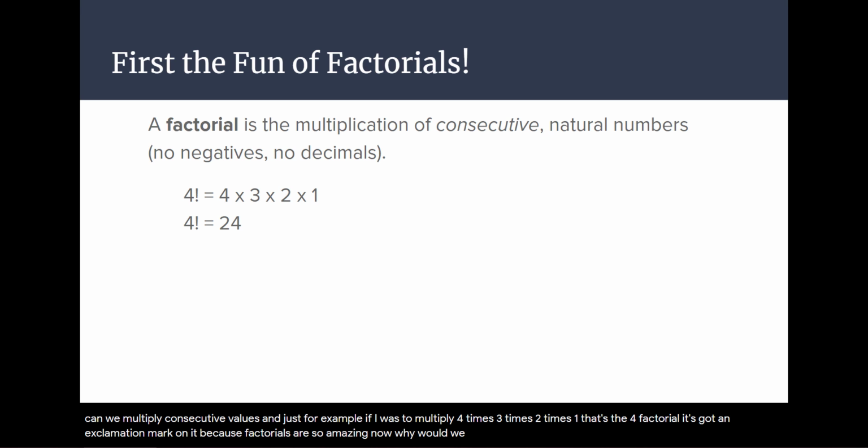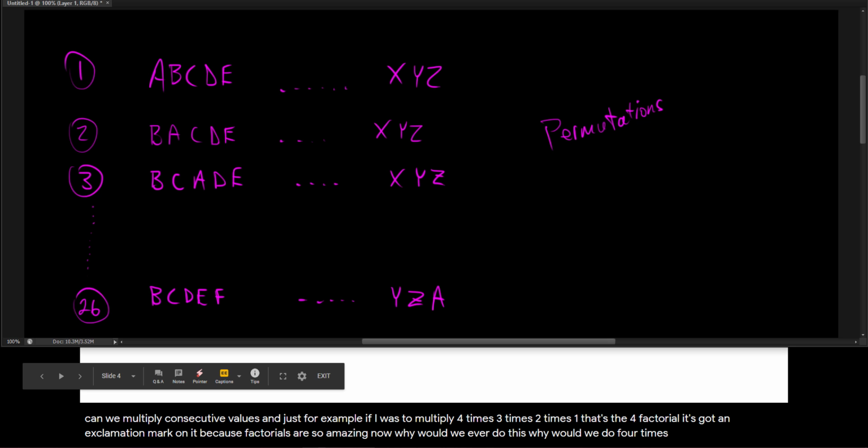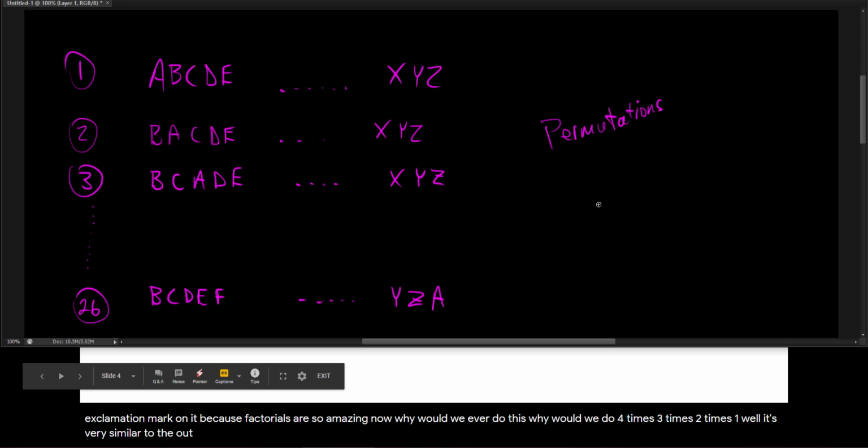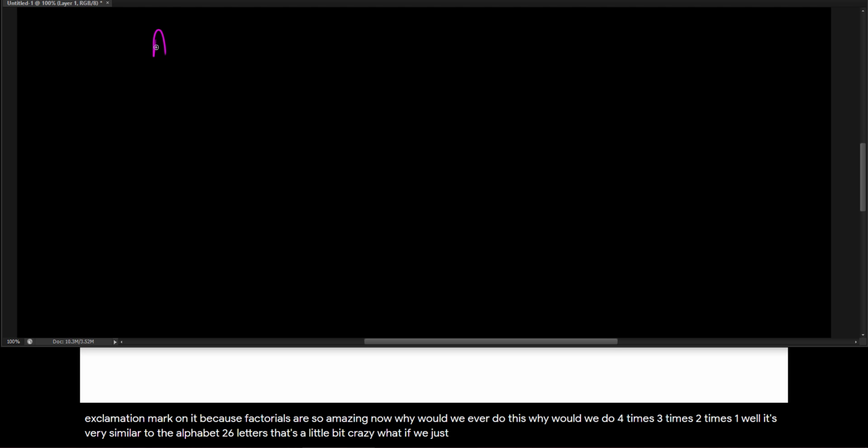Now, why would we ever do this? Why would we do 4 times 3 times 2 times 1? Well, it's very similar to the alphabet scenario. In the alphabet scenario, I was doing 26 letters. That's a little bit crazy. What if we just did 4 letters? So A, B, C, and D.